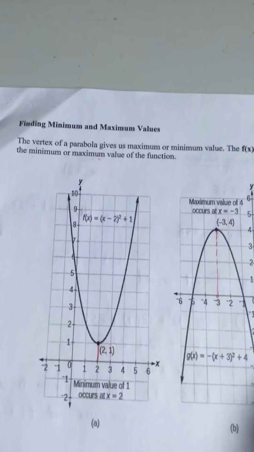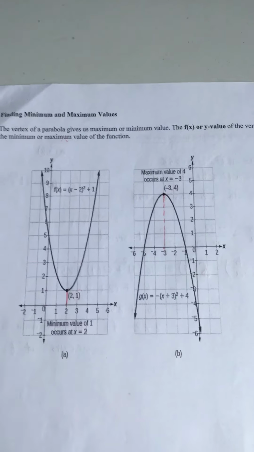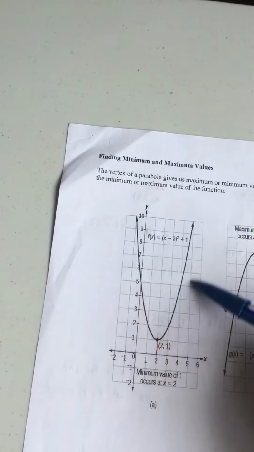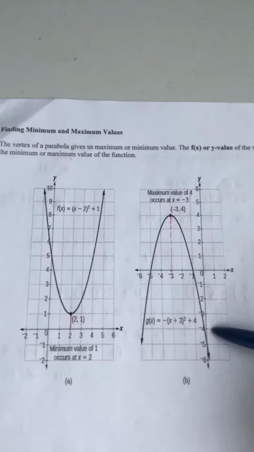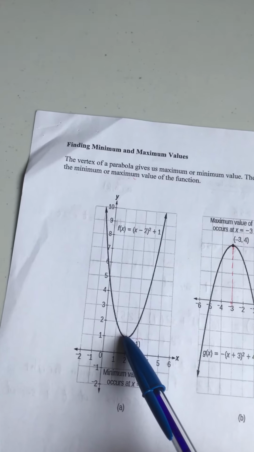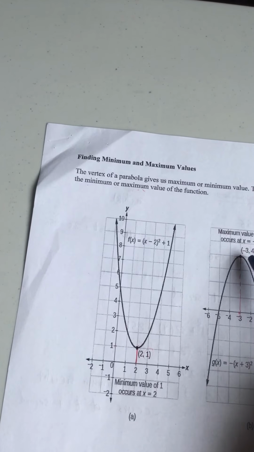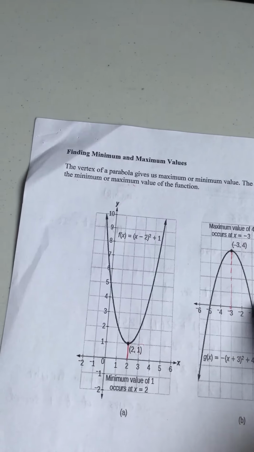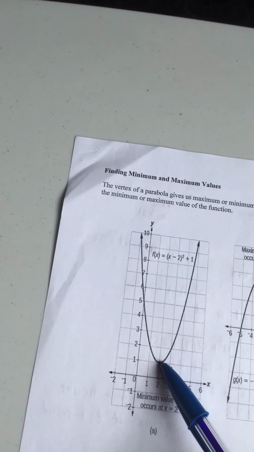Finding maximum or minimum values. If you look at these two parabolas, one opens upward and this one opens downward. This point is the vertex, and this point is also a vertex for this parabola. This point is called the maximum. The vertex here is (-3, 4), while the vertex here is (2, 1).